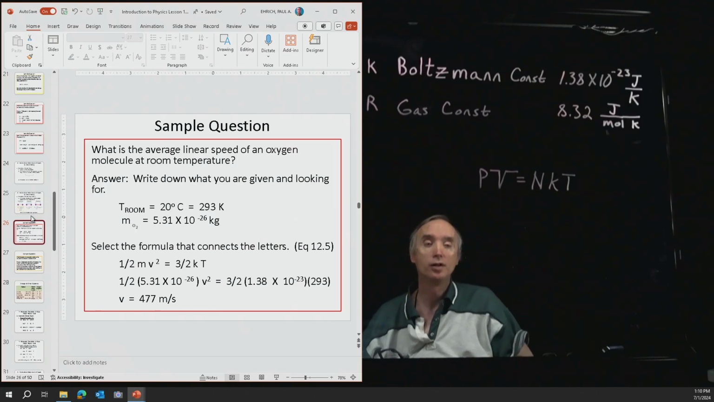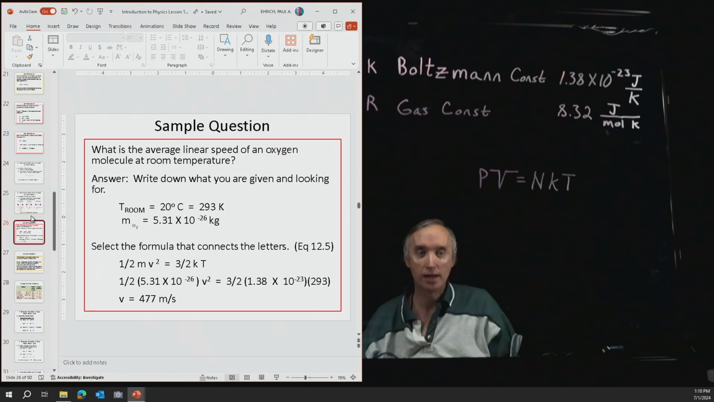Okay, so now what we want to do is apply the principles of the kinetic theory of gases to a gas. So here's a question. What is the average speed of an oxygen molecule at room temperature? In the air around you are lots and lots of oxygen molecules.